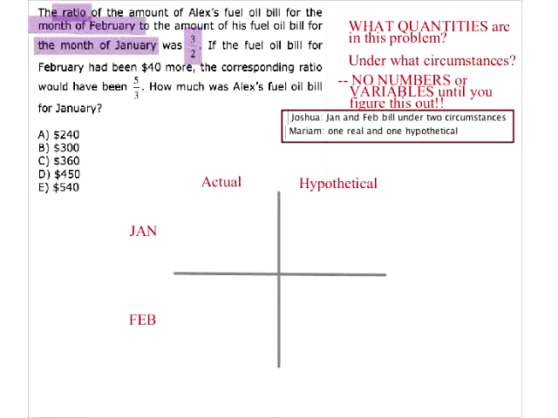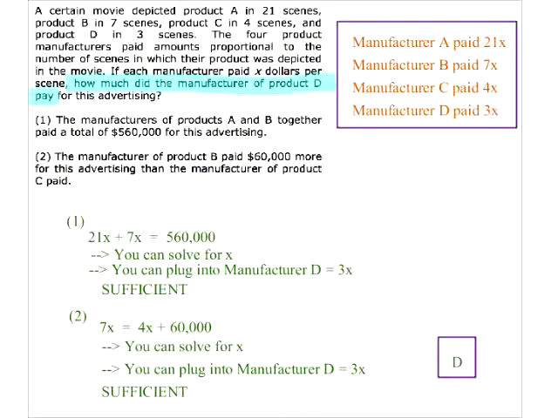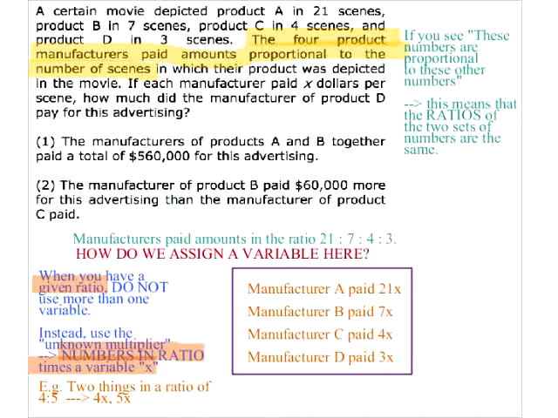You call them 3x and 2x. You do not call them x and y. You don't give them two variable names. Remember the big lesson that we learned in the last problem. If you have a ratio whose numbers are specified, then you just do those numbers times x.